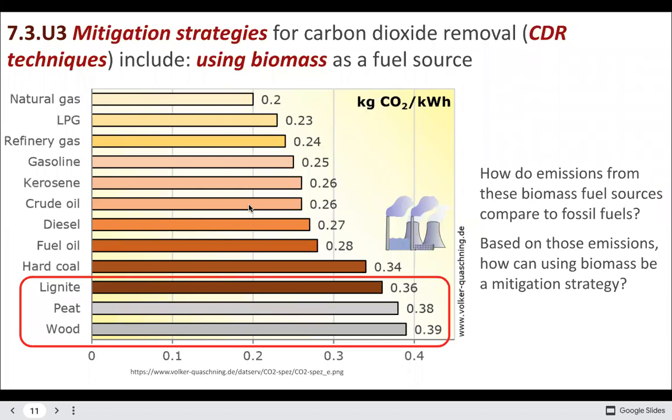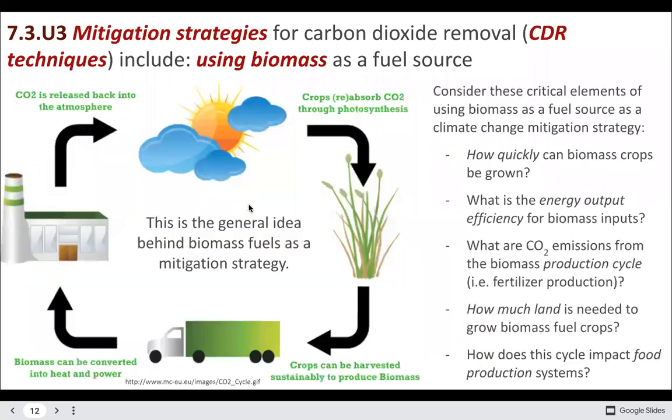Another option is using biomass as a fuel source. Comparing it to fossil fuels, you still have a lot of emissions that come from burning biomass. So it's generally not the best solution. Though you could say that biomass is significantly more renewable than other energies because it takes less time for it to regenerate.